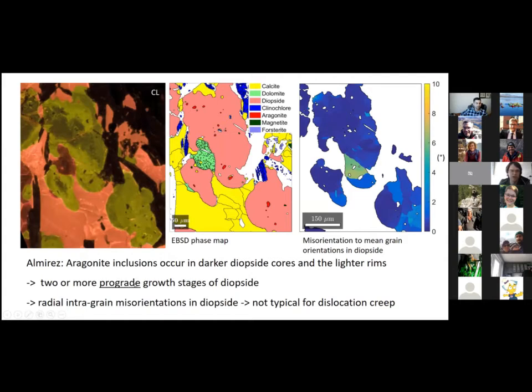pressure. And that also tells us that the crystal preferred orientations that we had measured in EBSD are a prograde feature and not a retrograde deformation overprint of the carbonates. What we also see is that we have radial misorientations in diopsides, and these are also typically not indicative of dislocation creep, but for other mechanisms.